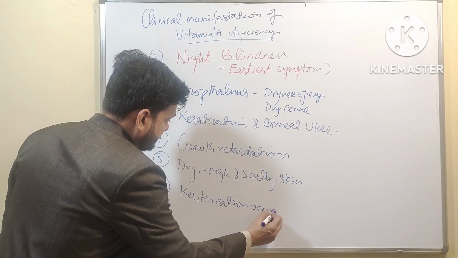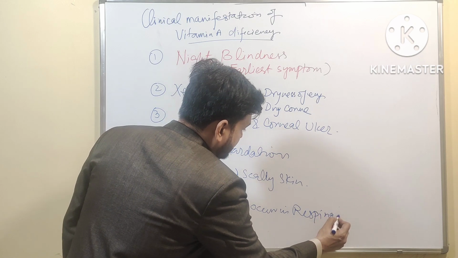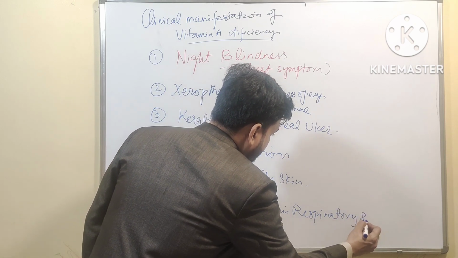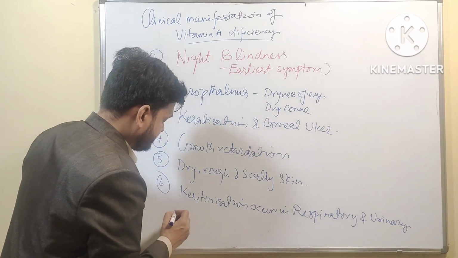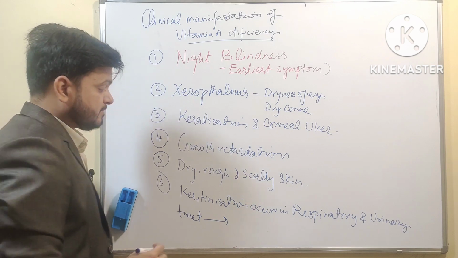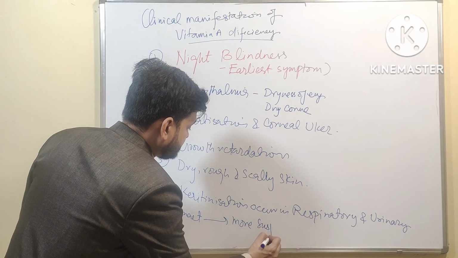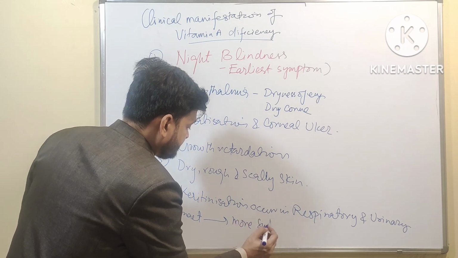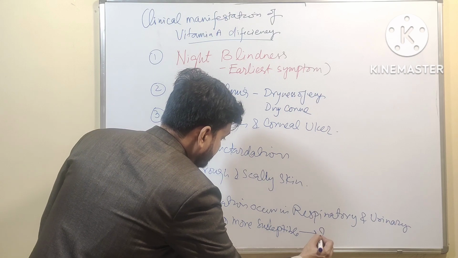Keratinization occurs in the respiratory and urinary tract, makes them more susceptible to infection.